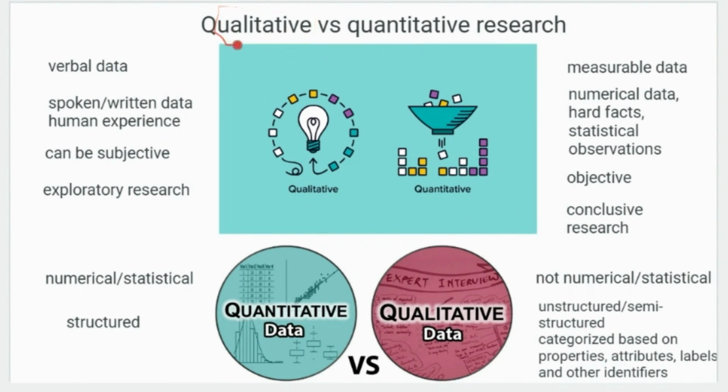Quality, from the word itself, you know that it's not something quantified, right? It's more dependent on quality. So here the data is more verbal, it can be subjective, it's based on human experience. The studies are more exploratory. If you take research undertaken within the humanities or literature, history, etc., these would be exploratory in nature.